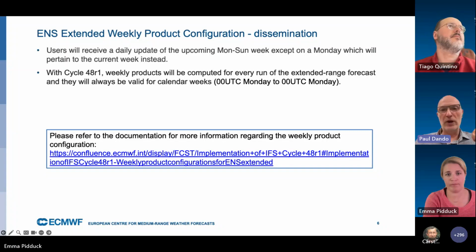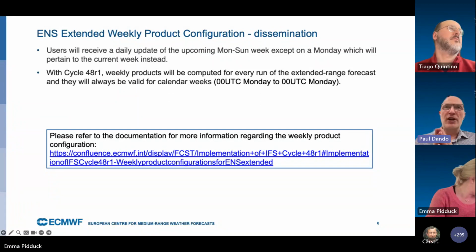On Tuesday, we will run the extended forecast out to the 46 days, and we will provide a weekly mean which will be for the week starting the following Monday. On Wednesday, we will run again, and we will produce an update for the weekly mean starting again on the following Monday, and so on until we get to the Monday of the following week, when, if you like, we will produce one final weekly mean that's valid for that particular week. And then on Tuesday, we start again, but then with the next week.